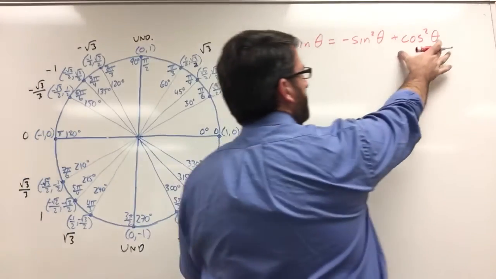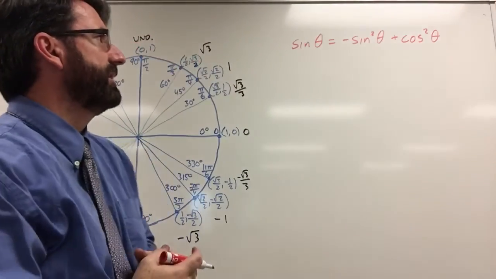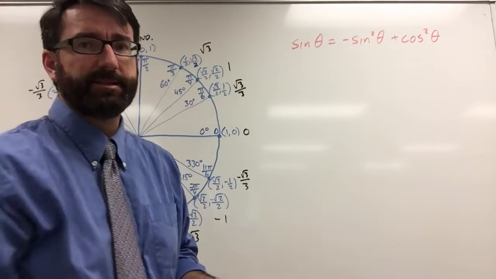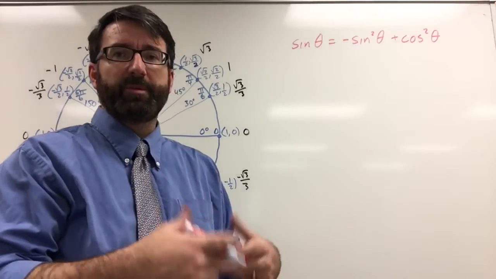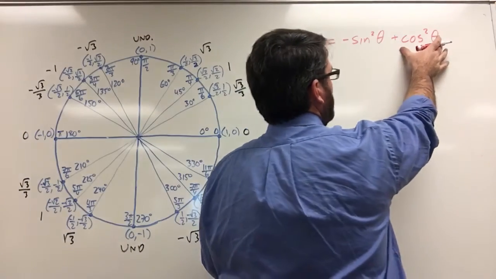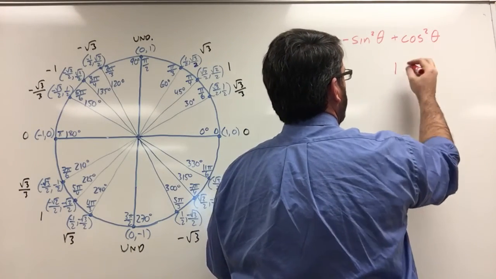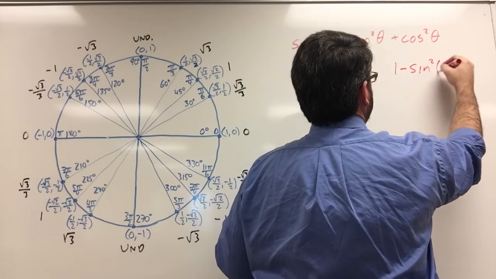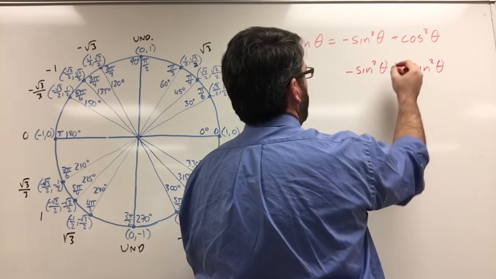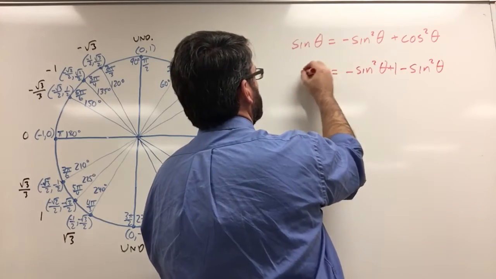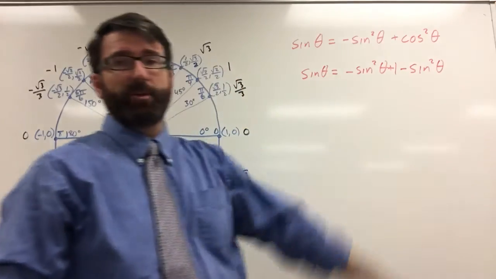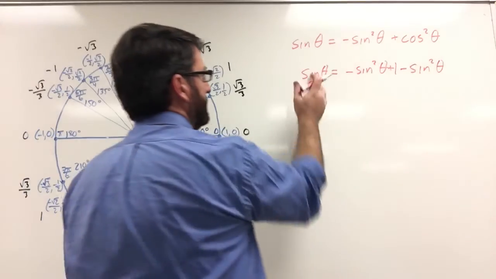And so cosine squared, we have an identity for that. Cosine squared is equal to 1 minus sine squared. That comes from our Pythagorean identity, sine squared plus cosine squared equals 1. So let's replace this cosine squared theta with 1 minus sine squared theta. And then everything else will stay the same. So plus equals sine theta. And then get everything onto one side and leave the other side equal to 0.